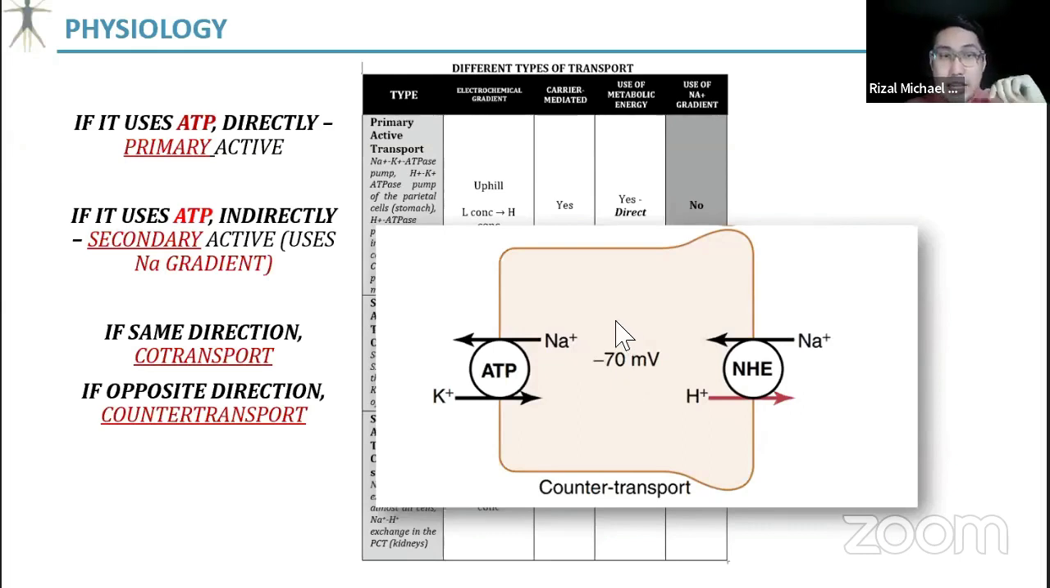So that means the sodium gradient created by the primary active, okay, is the one that will stimulate or activate your sodium hydrogen counter transport in this scenario. Okay? So sodium now will go in. Kapalit niya, so hydrogen will go out. Okay?